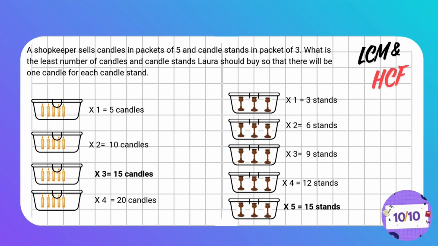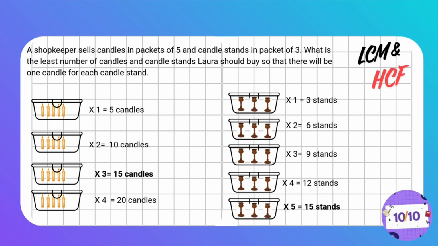So we see the possibilities. If we buy 2 packets, how many candles do we get? 10 candles. 2 packets of stands, we get 6 stands. And we have seen all the possibilities and we have found that 15 candles, that is the LCM, or you can say 15 is the LCM of 5 and 3, right? So if we buy 3 packets of candles, we get 15 candles. And when do we get 15 stands? We get 15 stands when we have 5 packets of stands. So that is the lowest common multiple.